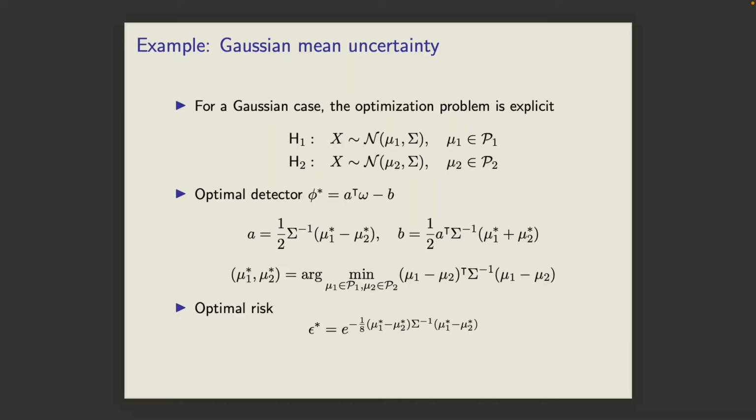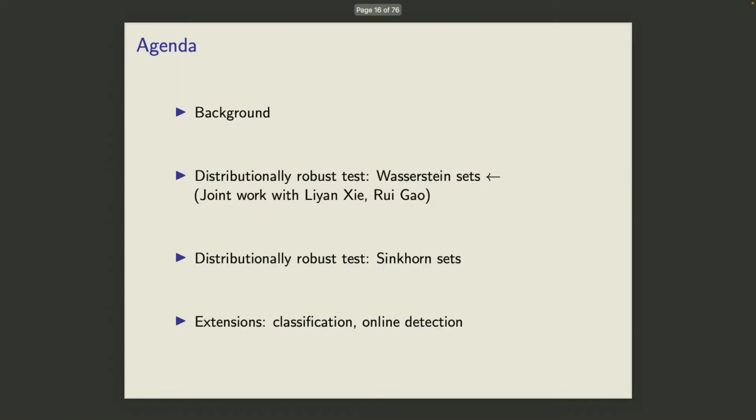And this is one example of what this looks like if we have a pair of Gaussians. If the uncertainty sets are for the mu, you can see in the end, the optimal detector becomes a linear detector. And the pair of least square distributions, in terms of their mean, is finding a pair of mean vectors that are closest to each other in the Mahalanobis distance with respect to the inverse covariance matrix. And the optimal risk is the upper bound for type 1 and type 2 error. So everything follows quite nicely.